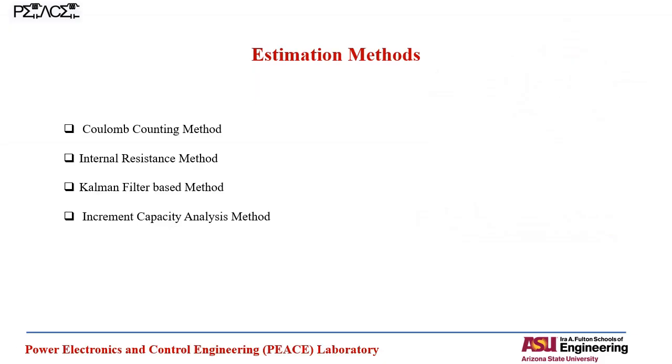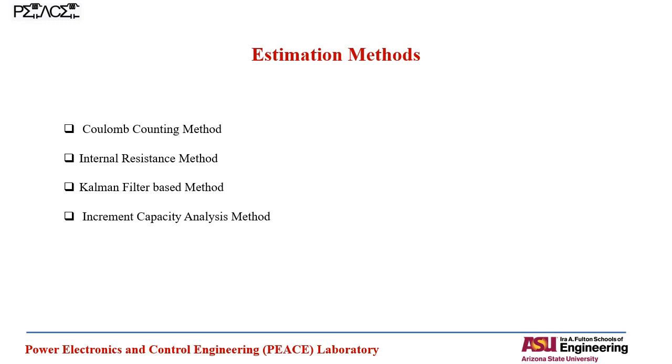For the estimation, our team will explore four methods, which are Coulomb counting method, internal resistance method, Kalman filter based method, and incremental capacity analysis method. At first, we have started with the Coulomb counting method, and then we'll move to the internal resistance method, and then later we'll also try to estimate the SOH of the battery through the Kalman filter based method.